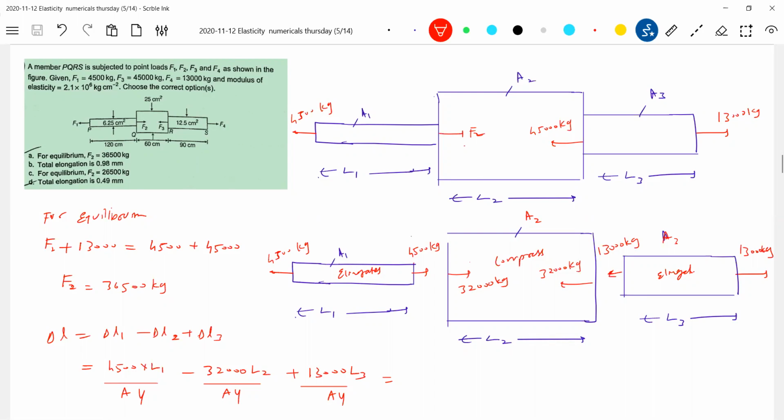Sir, how did you get 32,000, sir? What was the load? 45,000, no? F2 is how much? 36,500. In that you remove 4,500. How much do you get? Okay, sir.